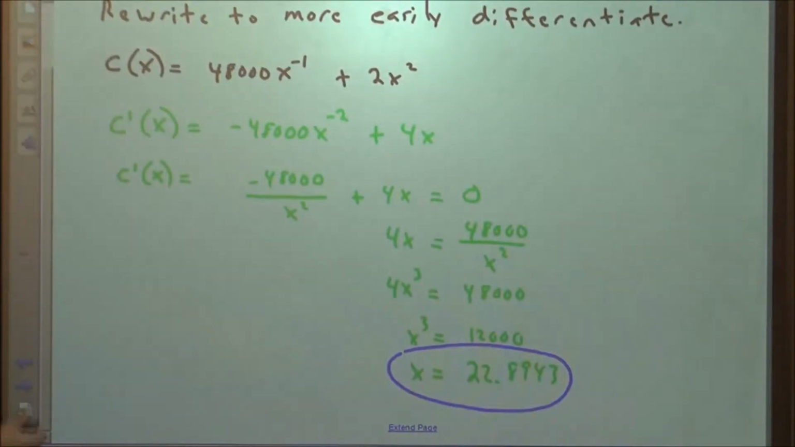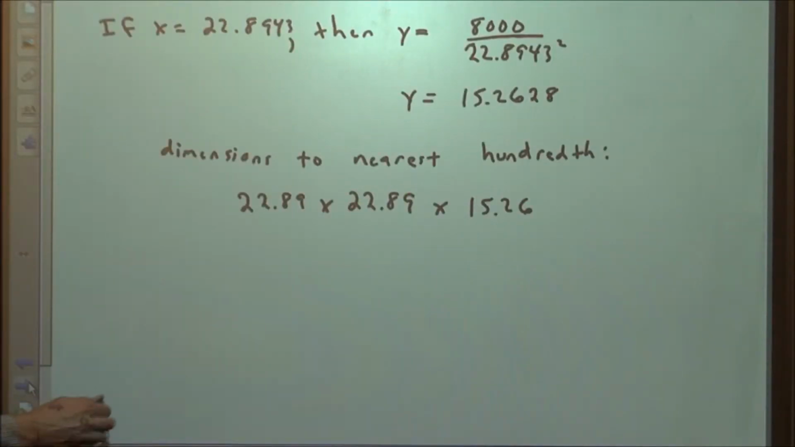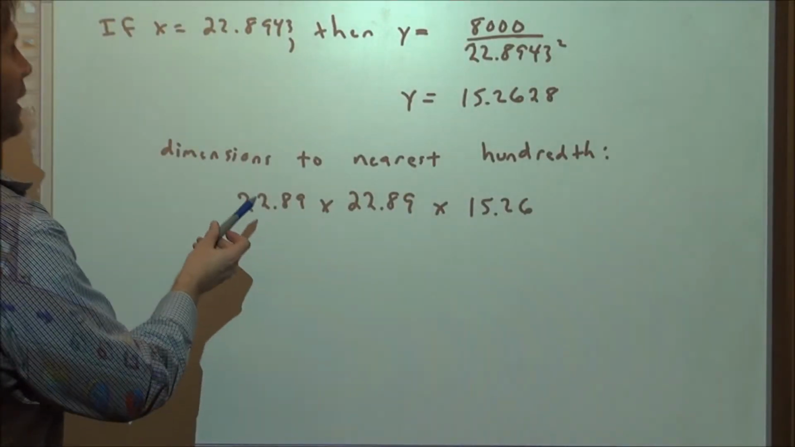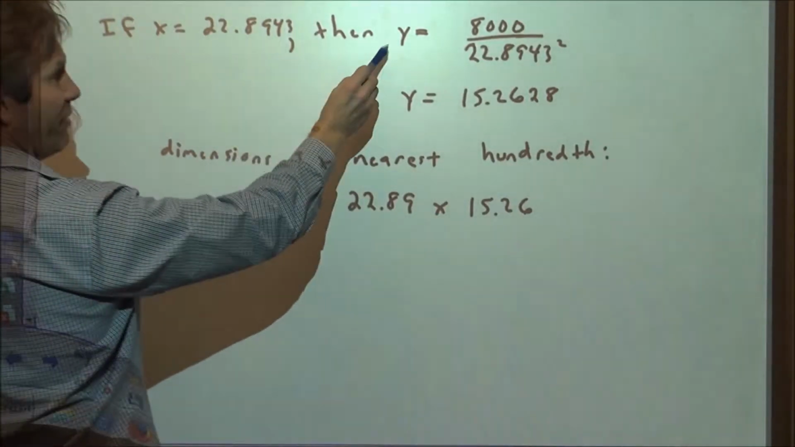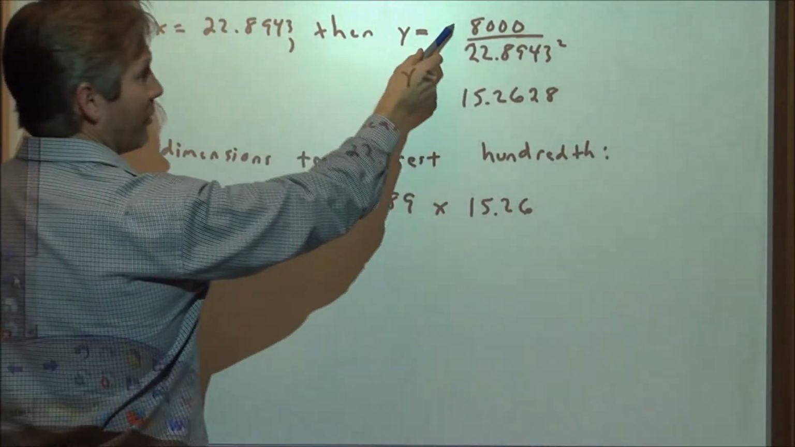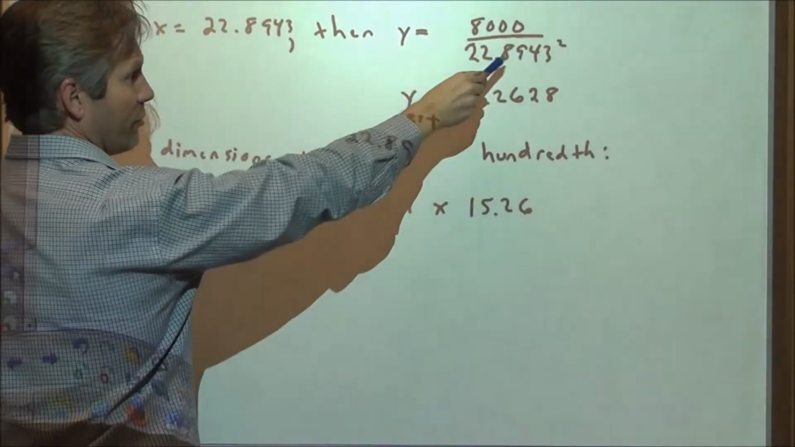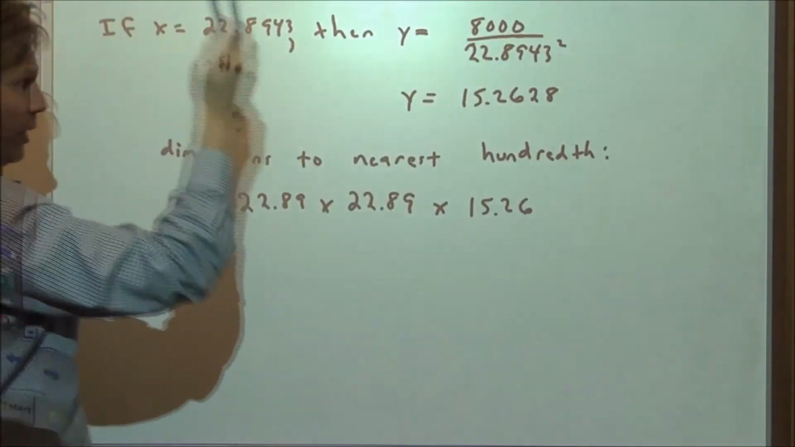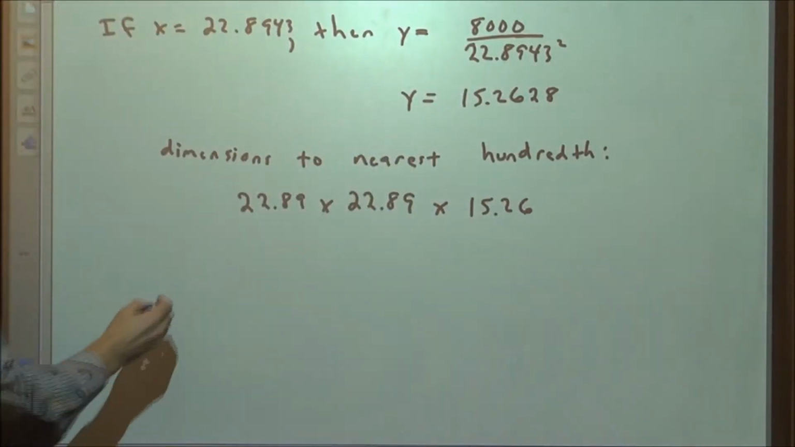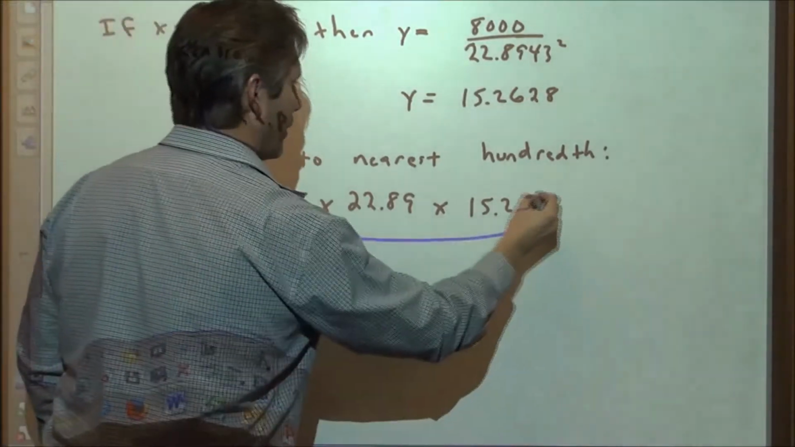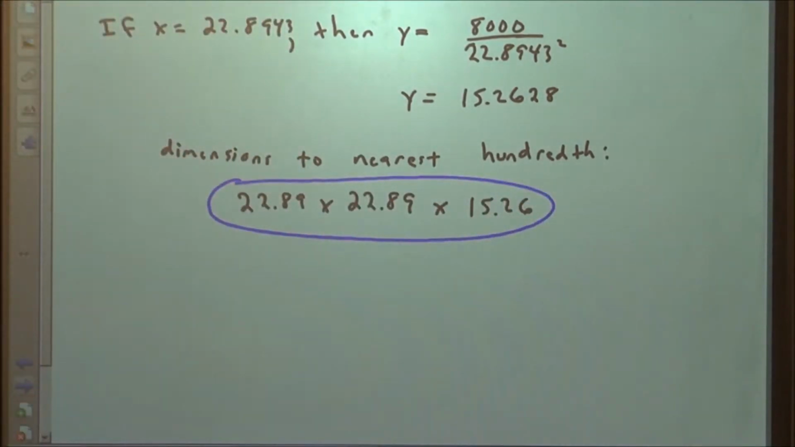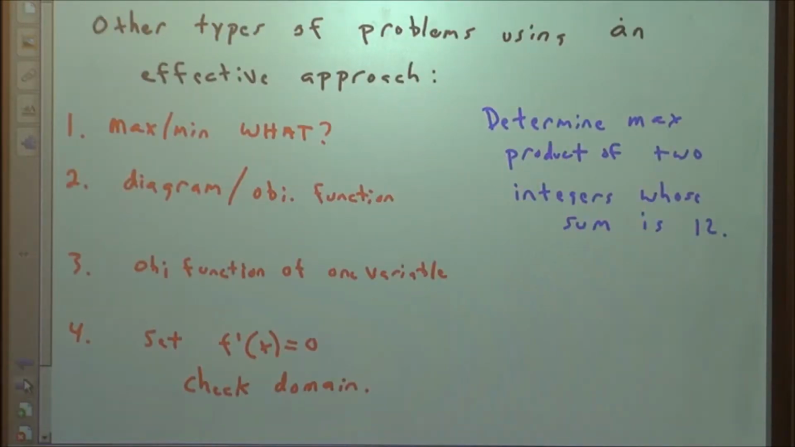But once we have x, we need the dimensions of the rest of this thing, so let's go back up here. We remember that y was defined in terms of x as being 8,000 divided by x squared. So if we put that value in for x and square it, we'll get this for y. Rounding off to the nearest hundredth place, there we go. Those would be the dimensions of that box that would minimize the cost. Not too bad.